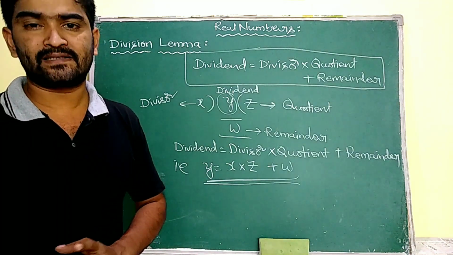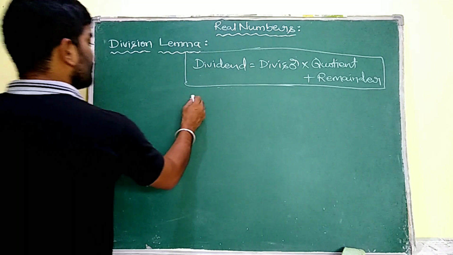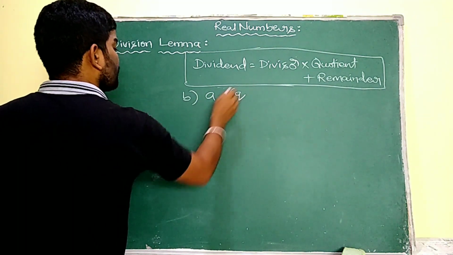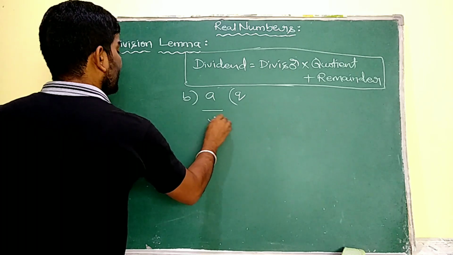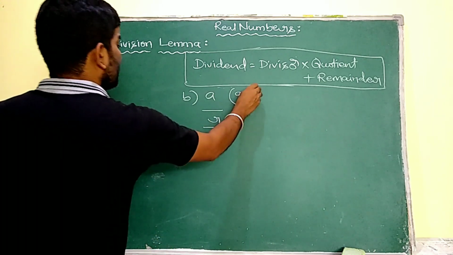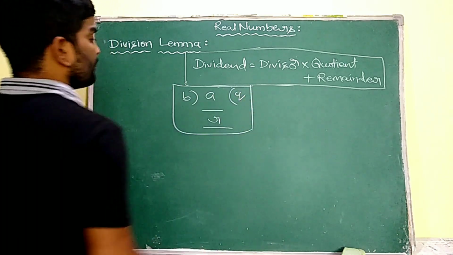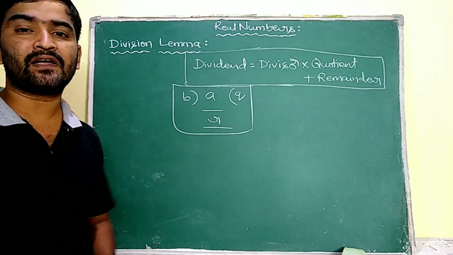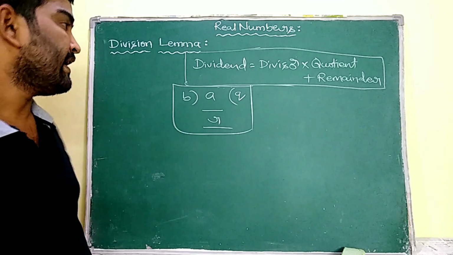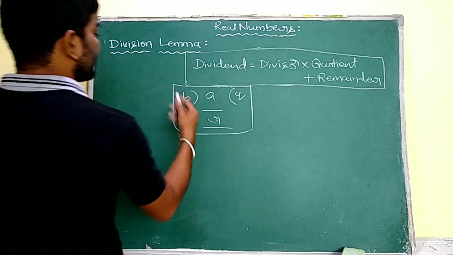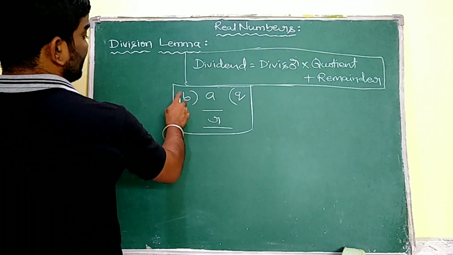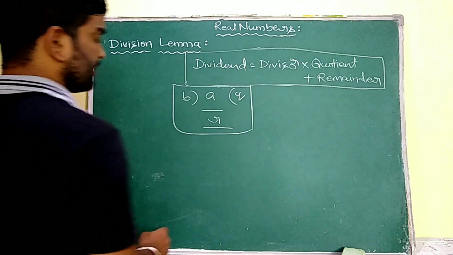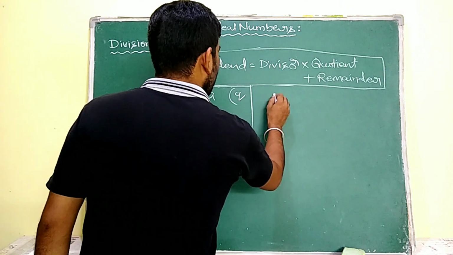Let us suppose a is divided by b and the quotient is q and remainder is r. This is the standard notation we are now going to use in real numbers for discussing the division lemma. Now I am going to explain the relation between the divisor and remainder. For that, just take an example.